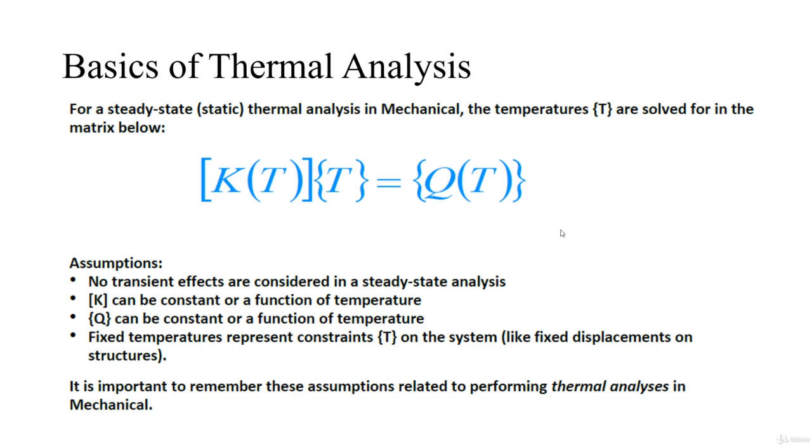Then, coming to the basic equation of thermal analysis, it is nothing but K(T) into T equal to Q(T). And what are those assumptions? So, we don't have any transient effects that are considered. K is constant and this particular K matrix is a function of temperature. Q is constant and Q is a function of temperature, and fixed temperature represents the constraints on the systems. So, just like the displacements that define the constraints in a structural analysis, here the temperatures, heat generated are the constraints to the body.